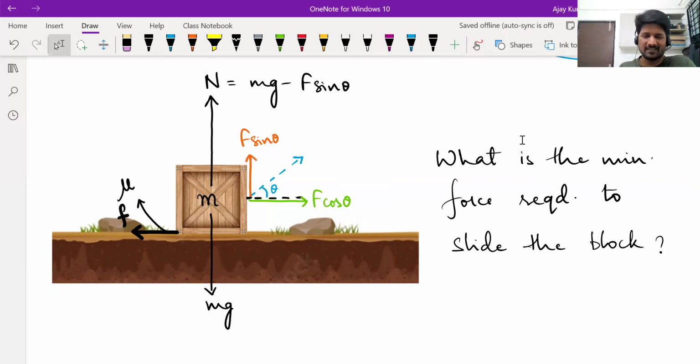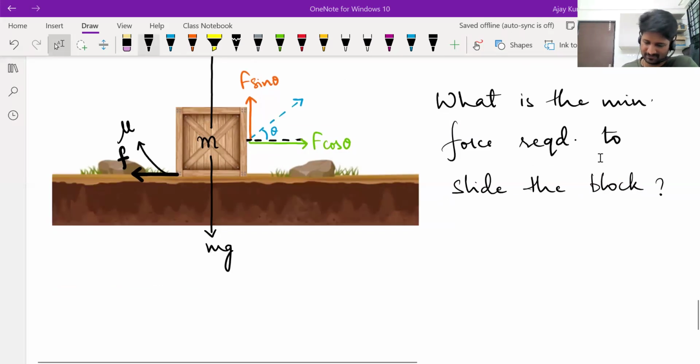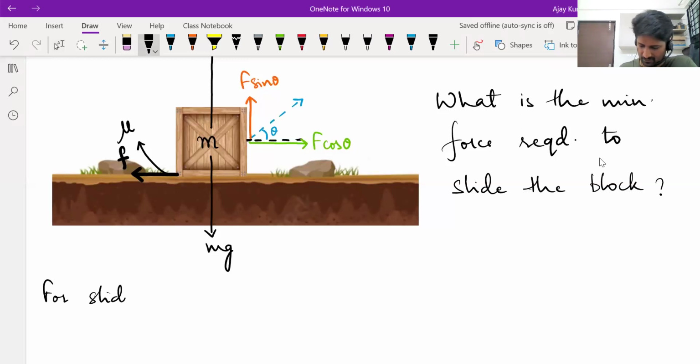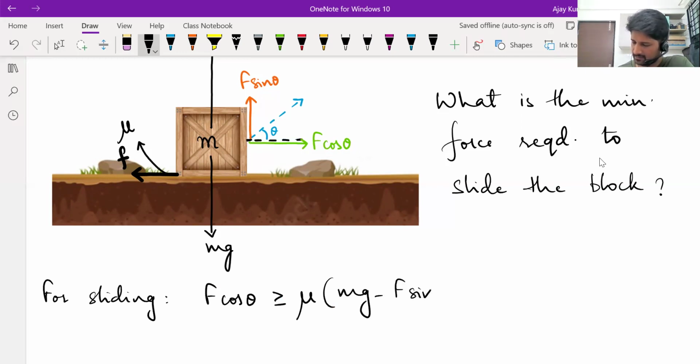Which force should be greater than which force to slide the block? That's my question. Sir, the sliding force. F cos theta, sir. So for sliding the block, F cos theta should be greater than or equal to mu into normal force. Normal force now is mg minus F sin theta. That's the condition that you get.